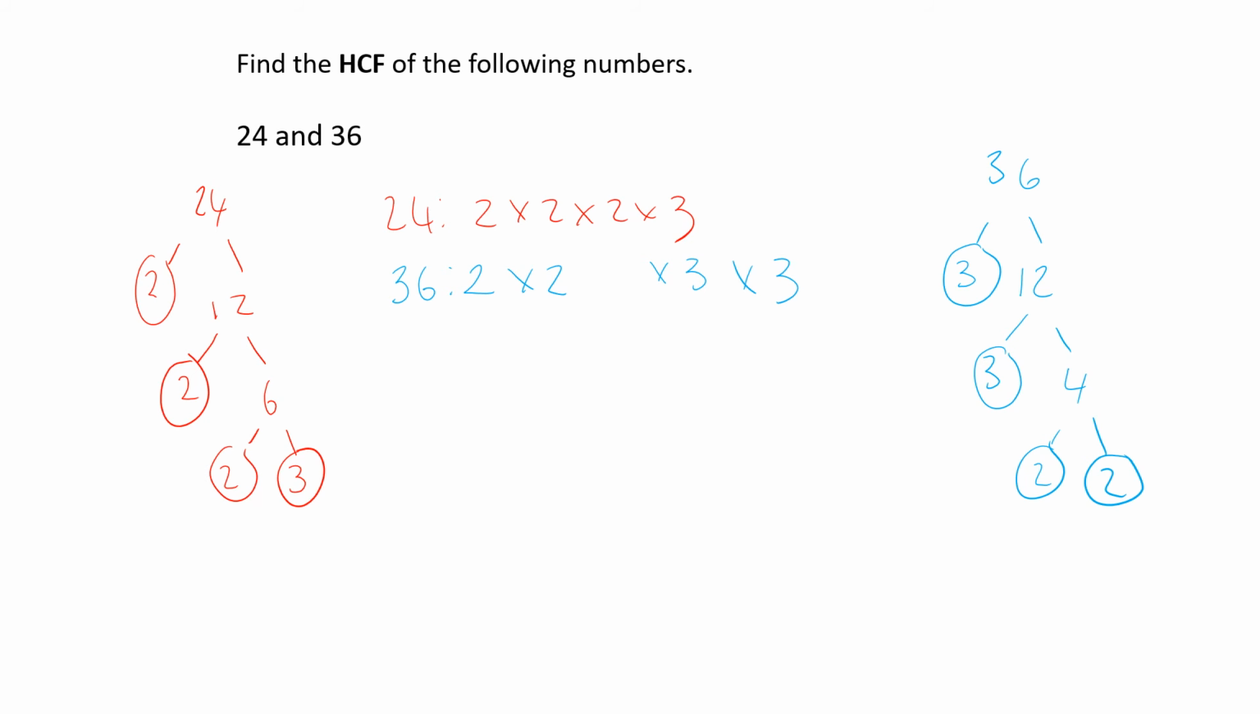Okay, so let's look at the ones we've got the same. So we've got 2 here, 2 here, and a 3 here. So now we're going to do 2 times 2 times 3. 2 times 2 is 4. And 4 times 3 is 12. So the highest common factor of 24 and 36 is 12.